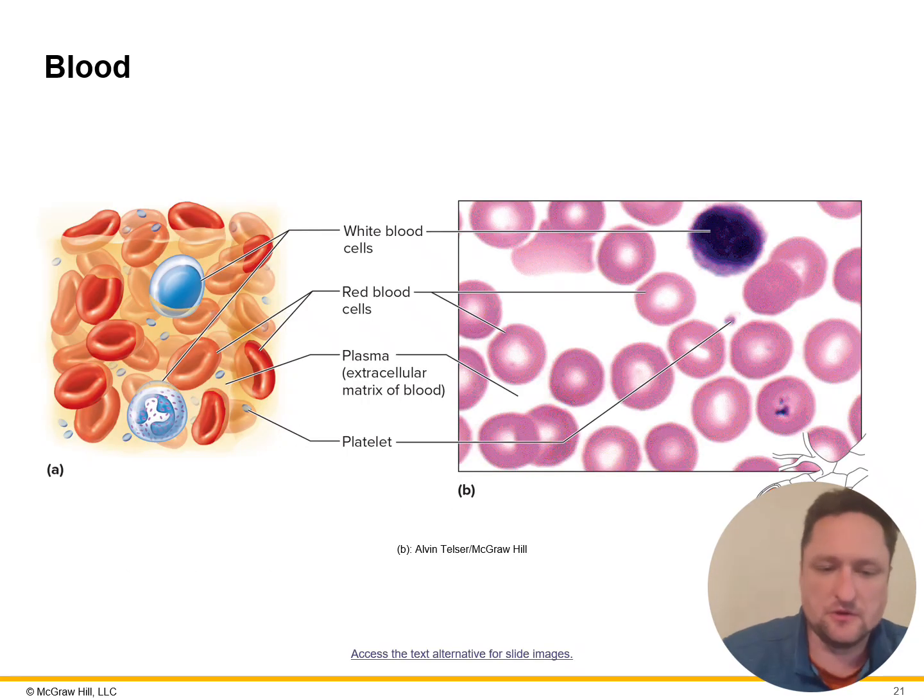Okay, here's a visual of the plasma and the formed elements here. So we got our red blood cells, our white blood cells, and our platelets all coming together to form the connective tissue, blood. So blood is way more than just red blood cells. It's got a lot happening, a lot going on in there.